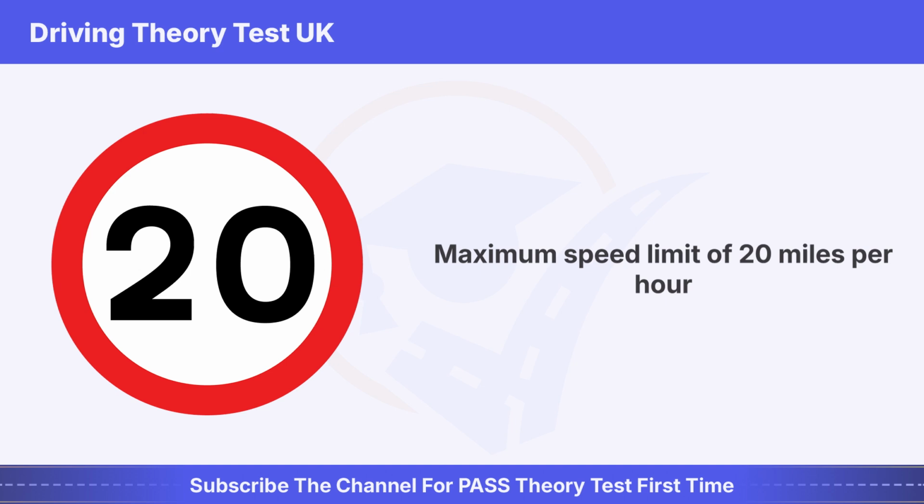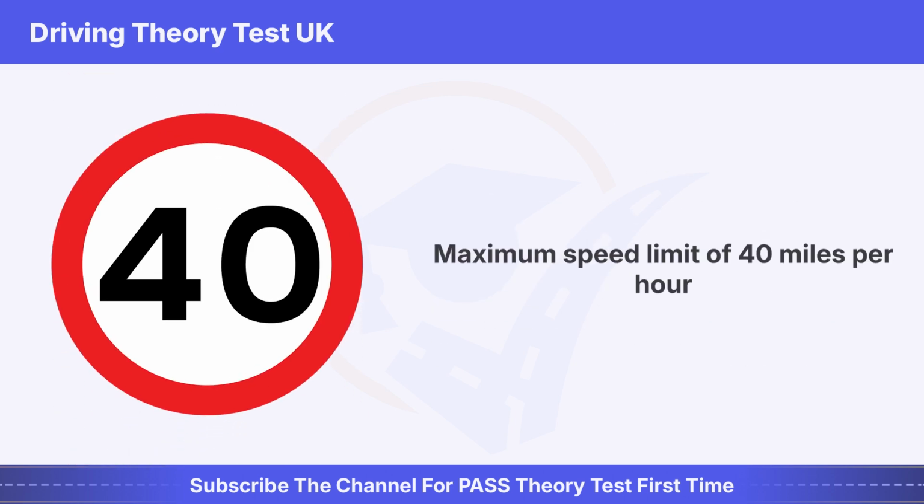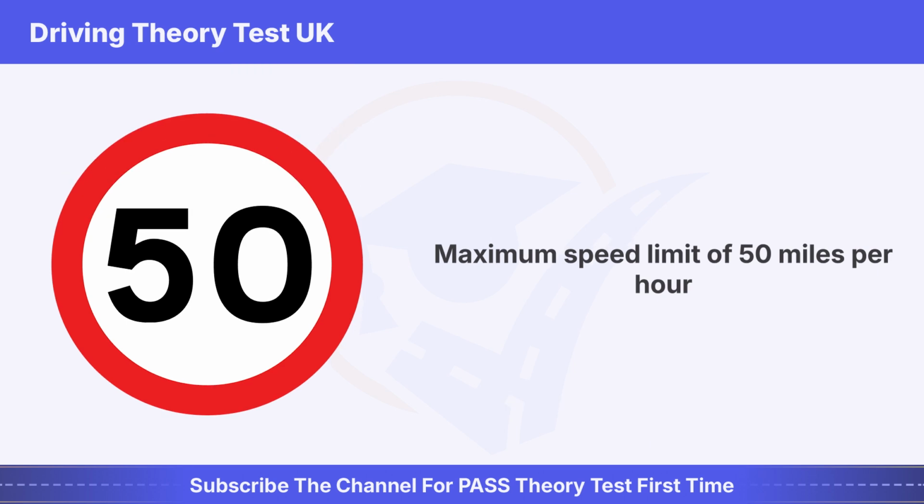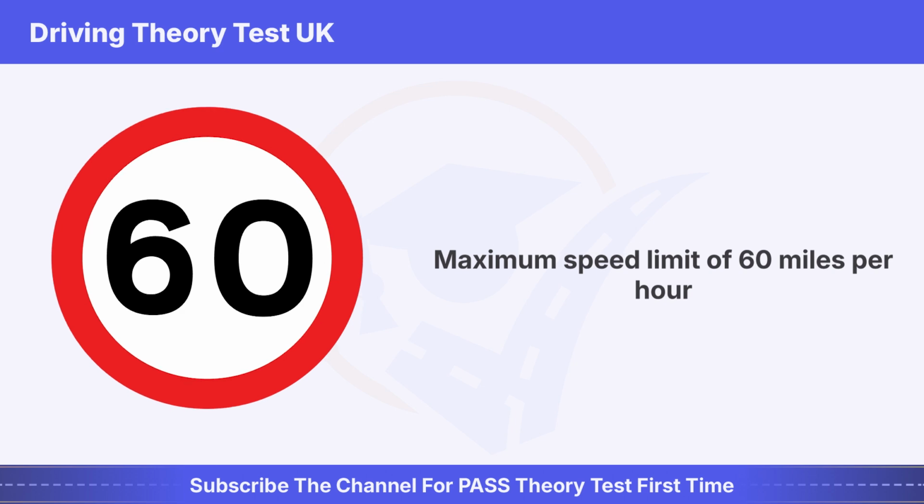Speed limit of 20 miles per hour. Maximum speed limit of 30 miles per hour. Maximum speed limit of 40 miles per hour. Maximum speed limit of 50 miles per hour. Maximum speed limit of 60 miles per hour.